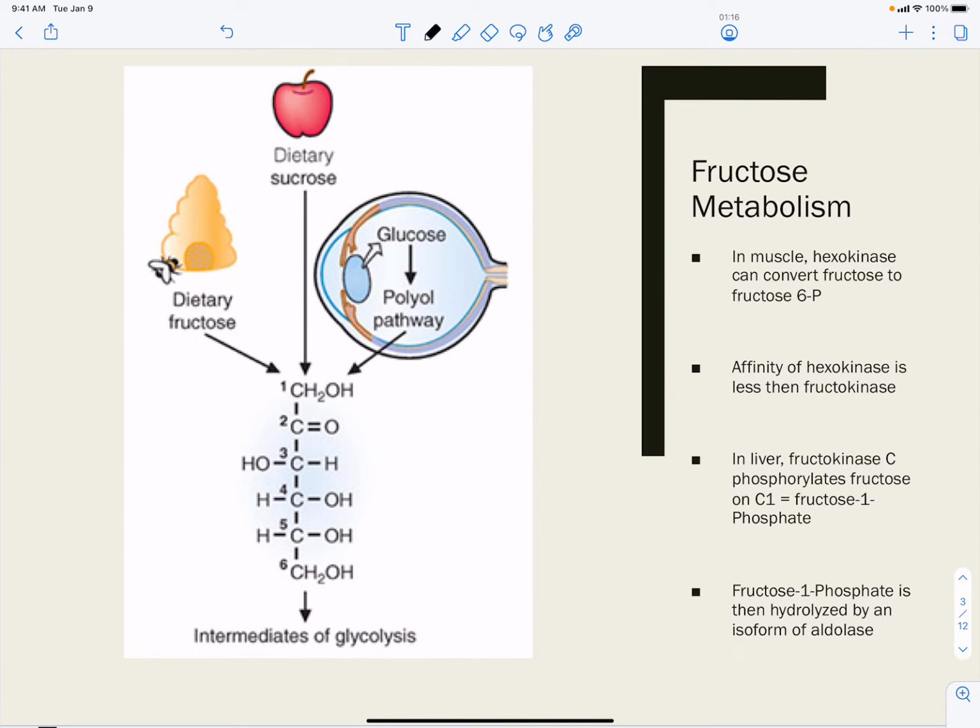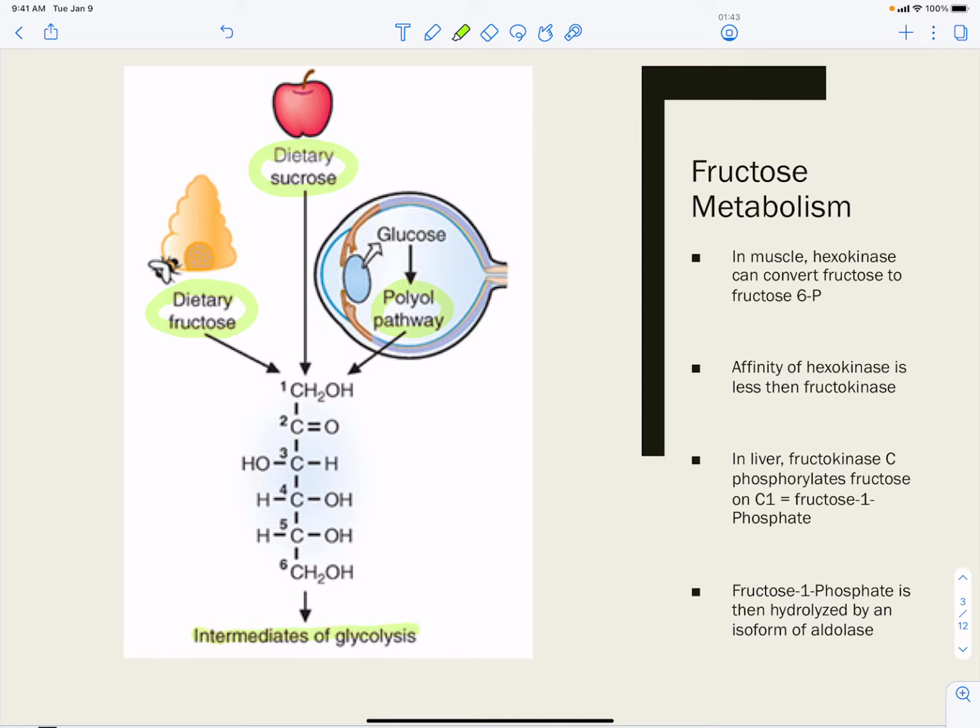Now, fructose is going to come from different sources. You can have sucrose, which can be broken down into glucose and fructose. You can have dietary sources of fructose directly from honey, or you can make your own fructose through something called the polyol pathway. All three of these are going to feed into glycolysis.